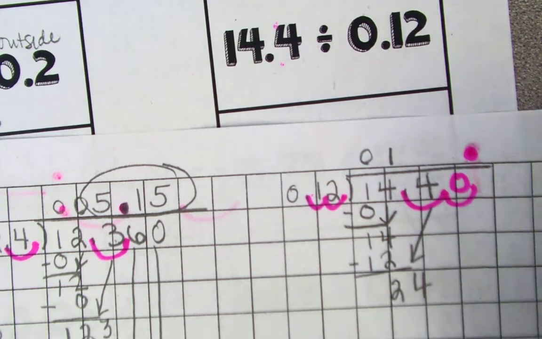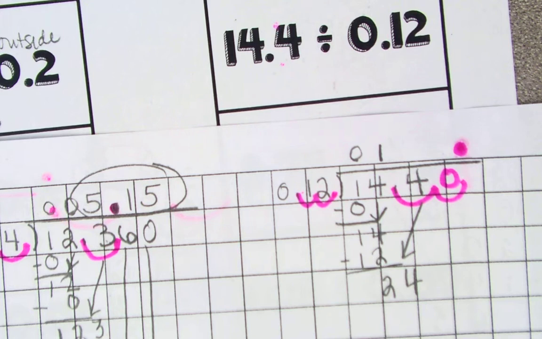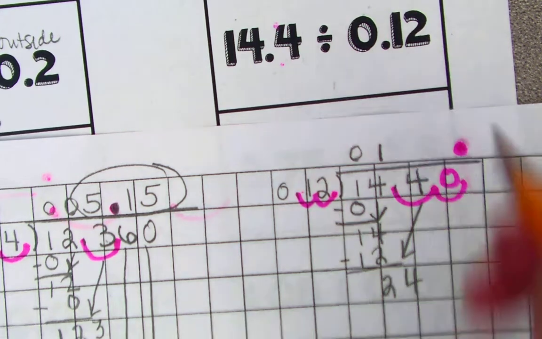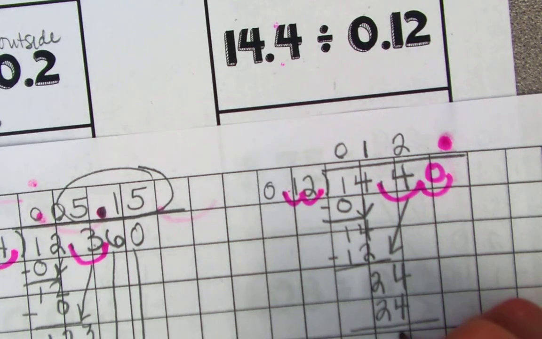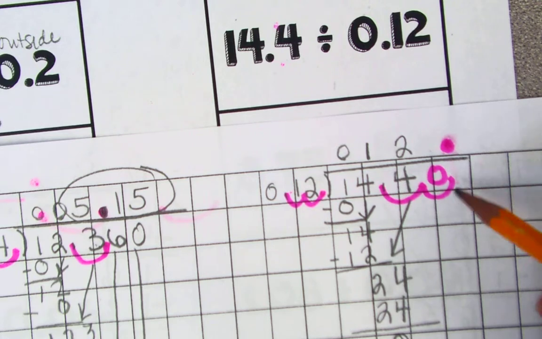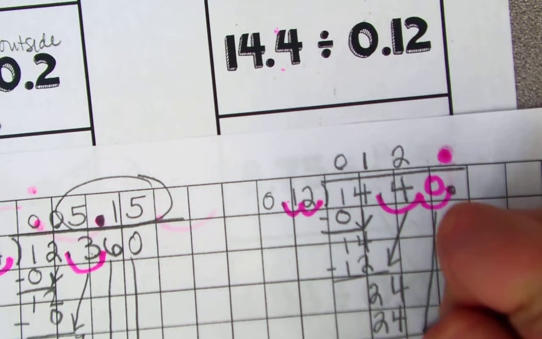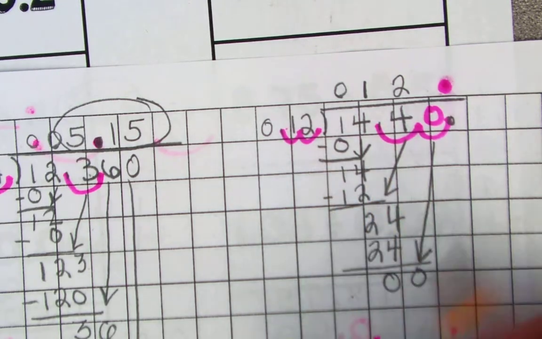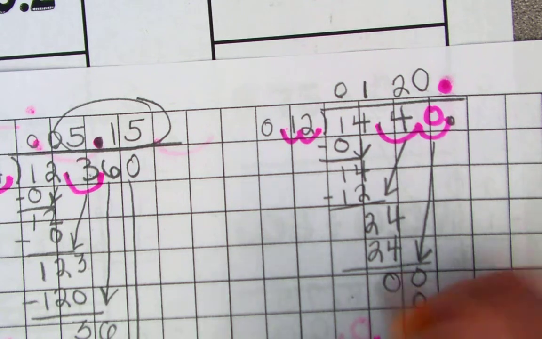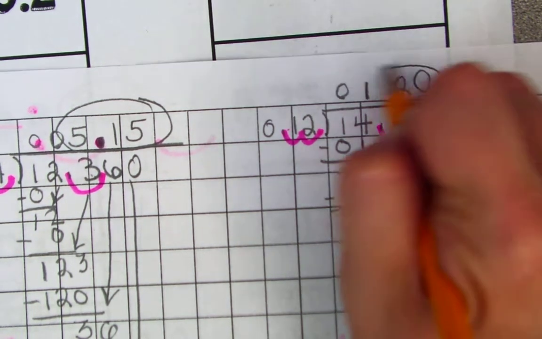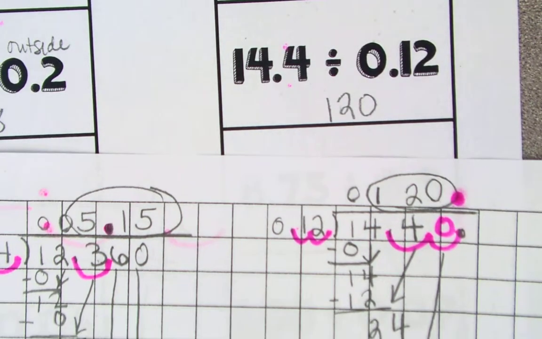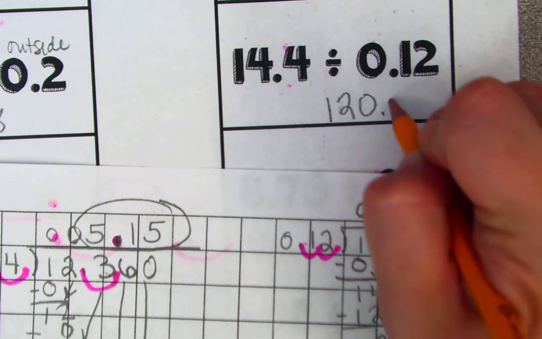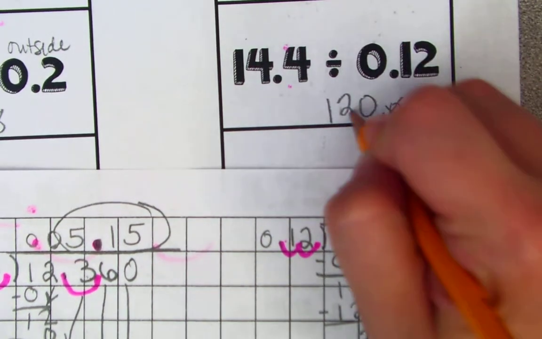Bring down your 4. 12 can go into 24 2 times. That gets you 24. Gets you 0. Look guys, just because my decimal is here now, I have to bring down the 0. I still can't forget about the 0. So I gotta bring down my 0. 12 can go into 0 0 times. Subtract. Your answer is 120. Now you could put a 0.0 here, but it doesn't matter. It just needs to be 120.